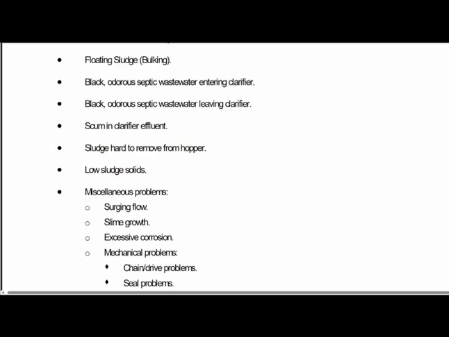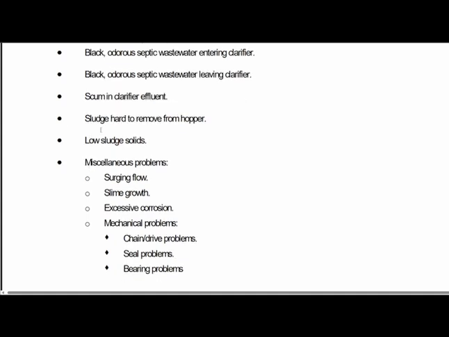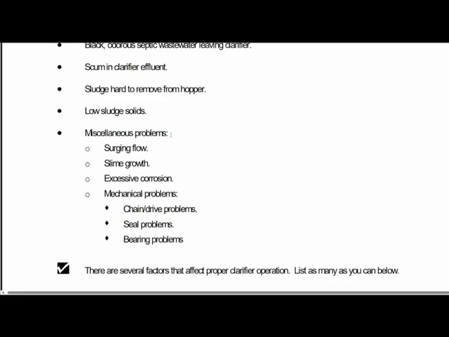Indicators of clarifier operating problems. Floating sludge, or quote unquote bulking. Black odorous septic wastewater entering the clarifier, or black water leaving the clarifier. If there's scum in the clarifier effluent, sludge that's hard to remove from the hopper, low sludge solids, and miscellaneous problems could be surging flow, slime growth, excessive corrosion.